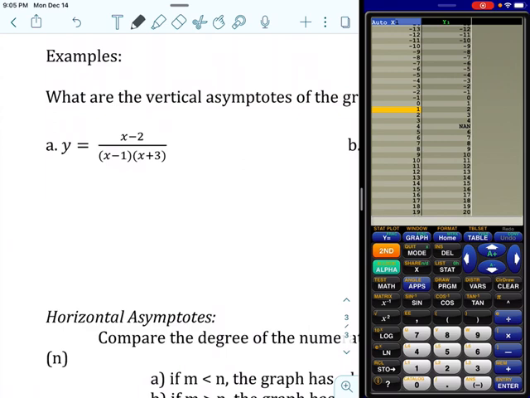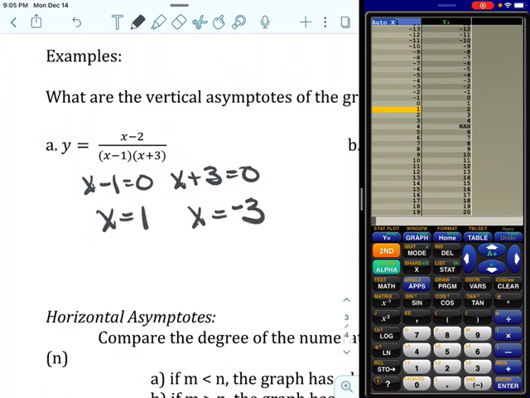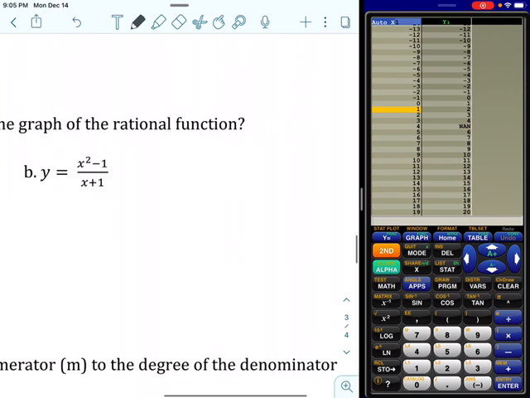So your domain, like we saw the other day, and your vertical asymptotes are going to be in agreement. They're going to say the same thing. So I'm going to take my denominators, set them equal to 0, and solve, and those are where your vertical asymptotes are going to be. Now sometimes we may have to do a little factoring and so on. The minute I see squared, we should factor. So x minus 1, x plus 1, and x plus 1.